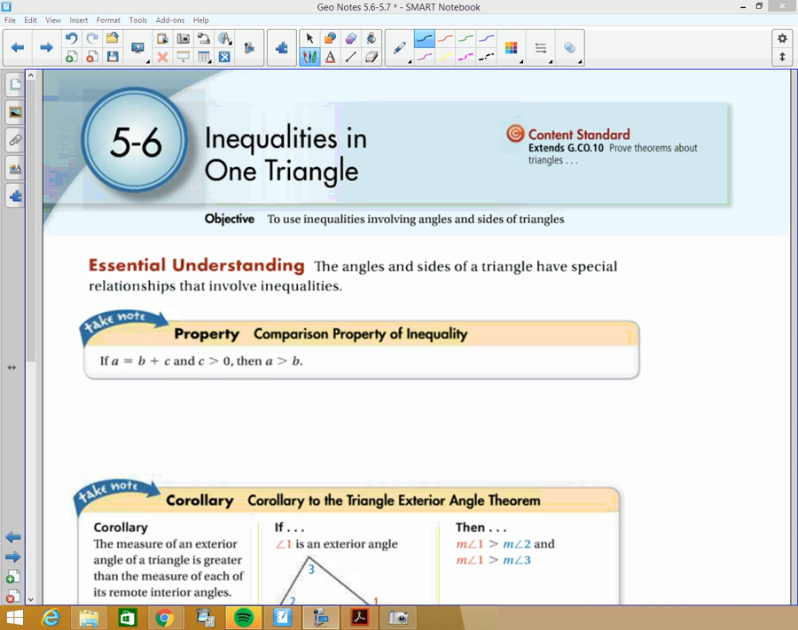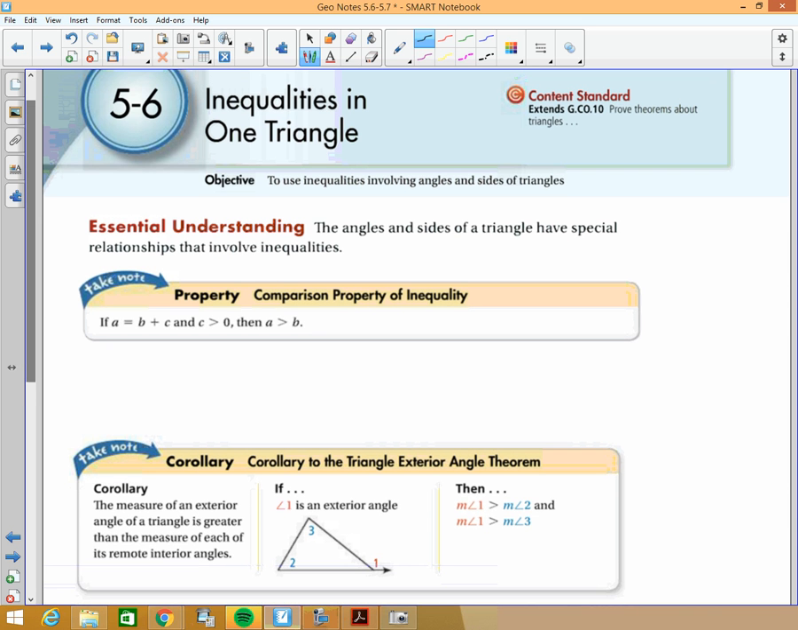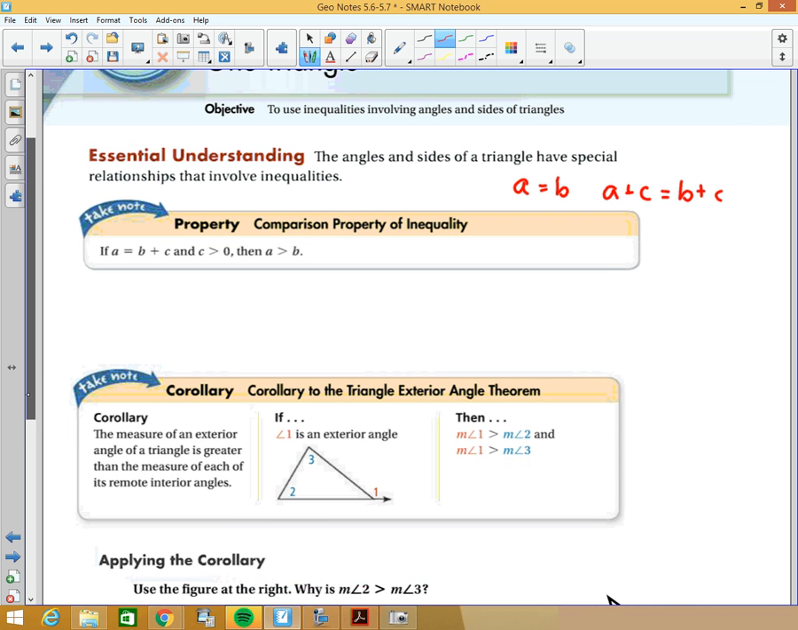Okay, so we're going to talk now about inequalities in one triangle. If you look at your notes, you will see that the first thing we have is the comparison property of inequality. Remember that we had the equality property where we said if A equals B, then A plus C equals B plus C. Do you remember that property? Yeah, addition property. This is going to be kind of the same thing, only this is the inequality.